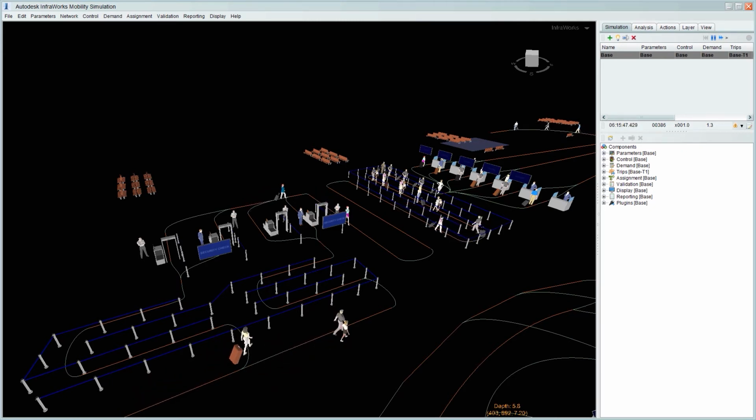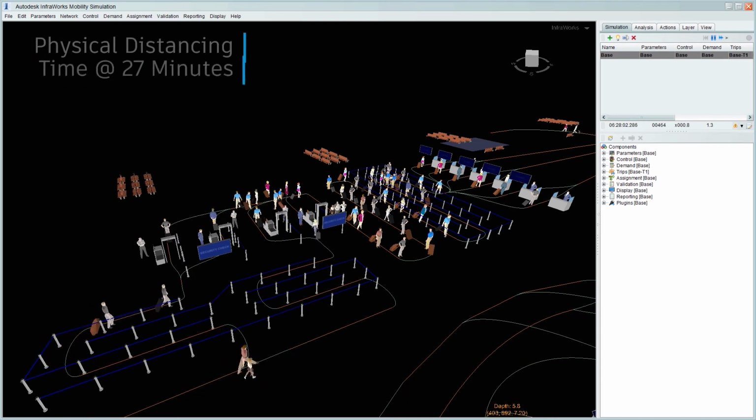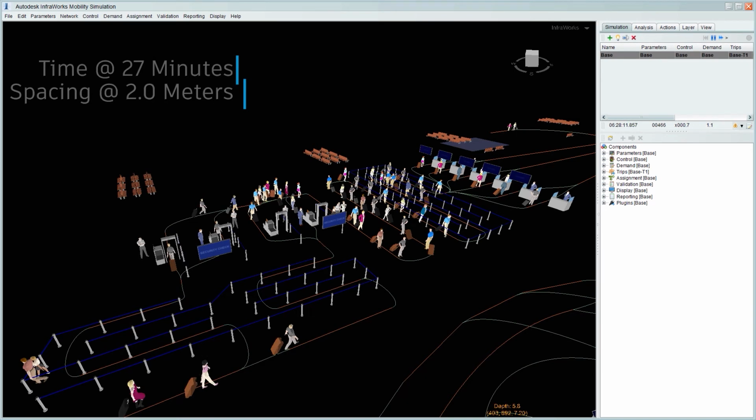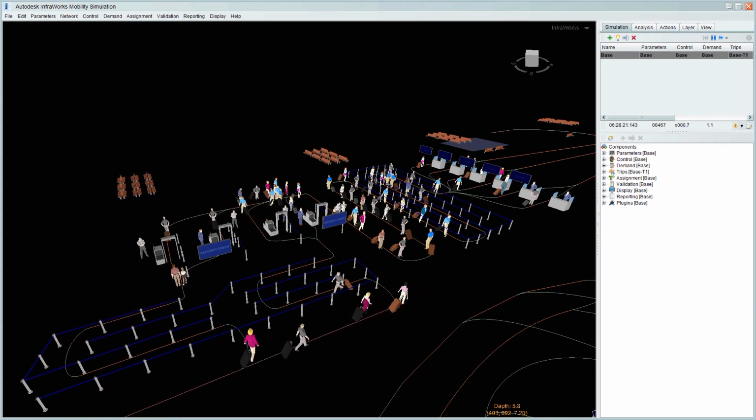But then if we move forward to 27 minutes, we can see that we've now got a big problem on our hands. The queue is backed up all the way into security, and that's going to cause its own problems. So we need to solve that.